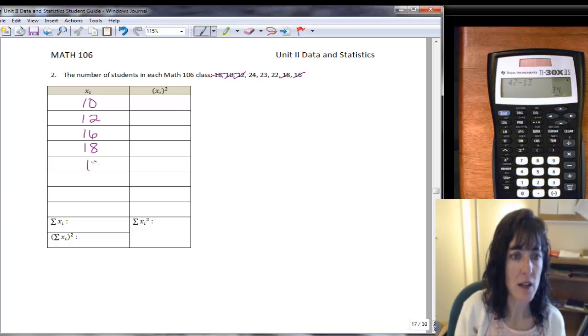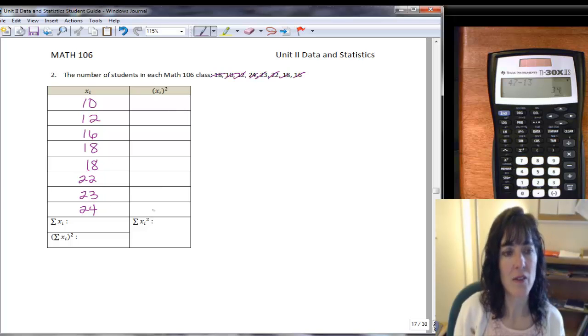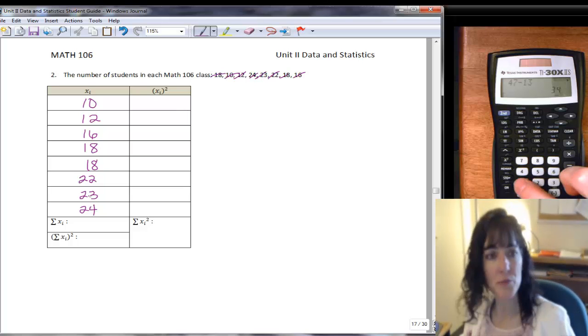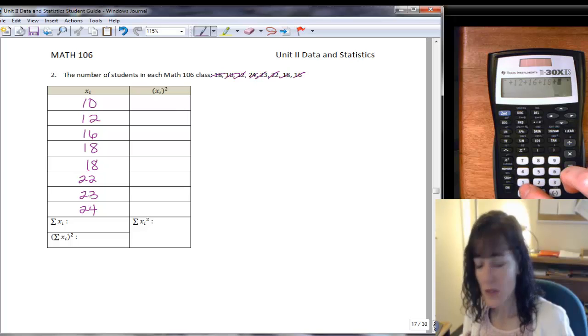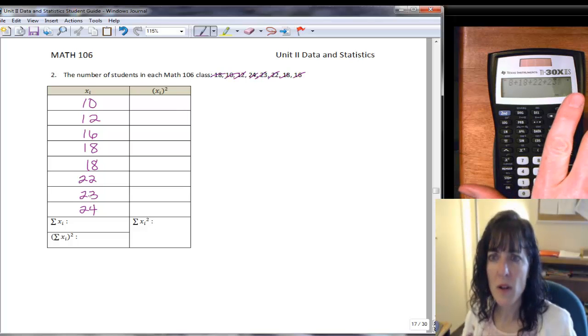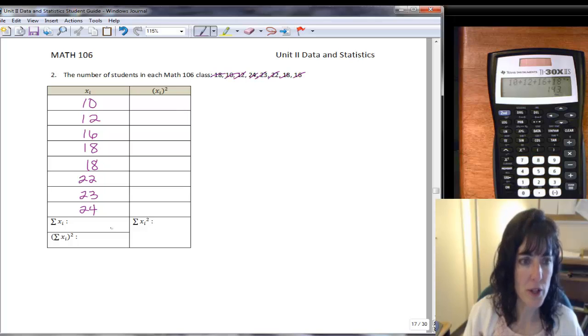16, 18, 18, and then 22, 23, 24. So write those. Okay, now that I have all those written down, I do have to sum them. I'll do that. 10 plus 12 plus 16 plus 18 plus 18 plus 22 plus 23 plus 24. And I get 143.